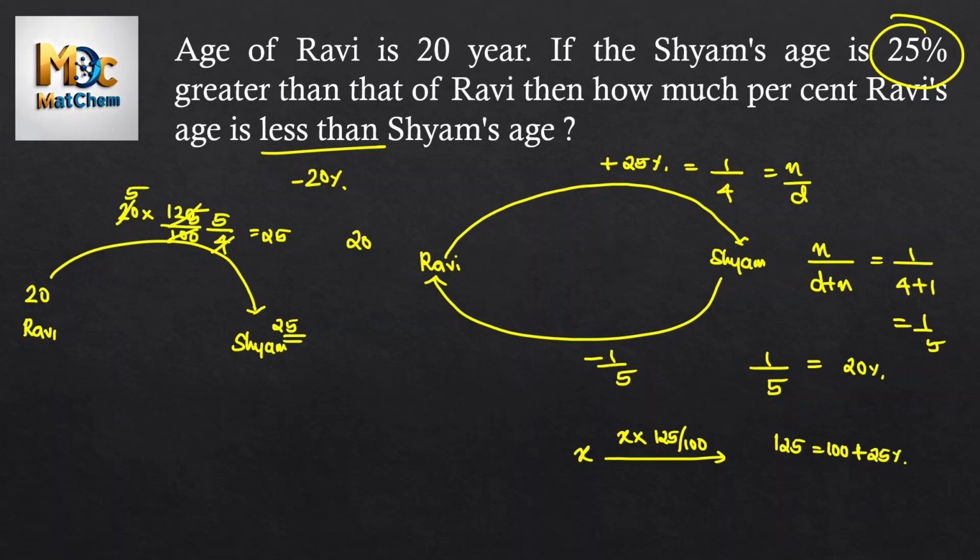Done. Then they are asking how much percentage Ravi's age is less than Shyam's age. So what is Ravi's age? Ravi's age is 20.